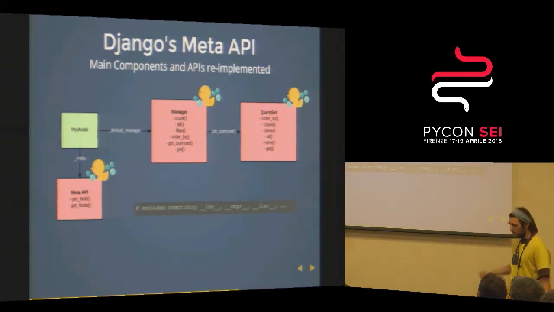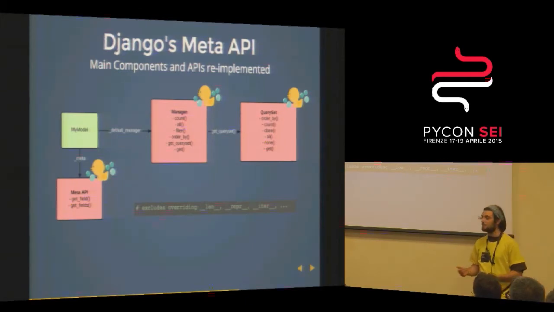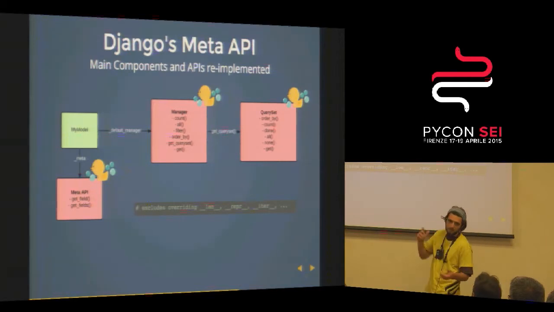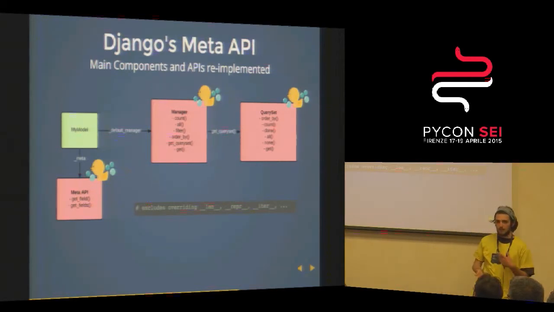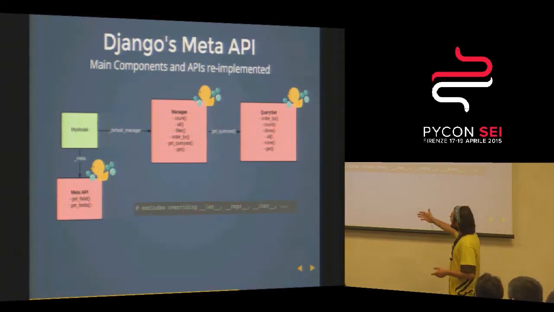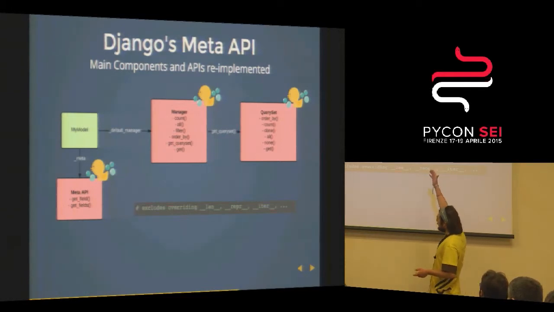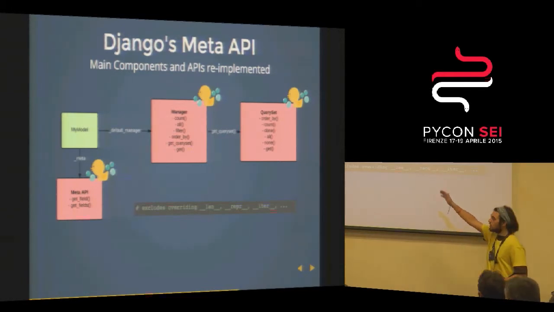This is an overview of the main components and APIs that I actually re-implemented inside the system. We have a model, and a default manager, which is a binding for objects. The manager had to implement most of these properties, which proxy to the query set.